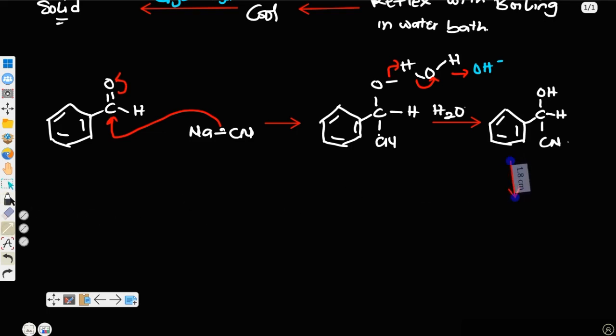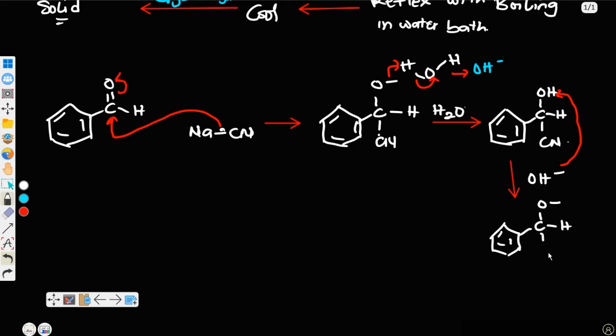So you are going to have OH negative. Now what would that OH negative do? It will come here, remove this proton from here. If we remove this proton from here, what are we now going to form? We are going to form something like this. And here will be C, O negative, H, and CN.